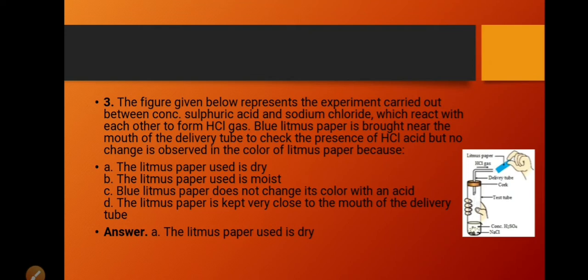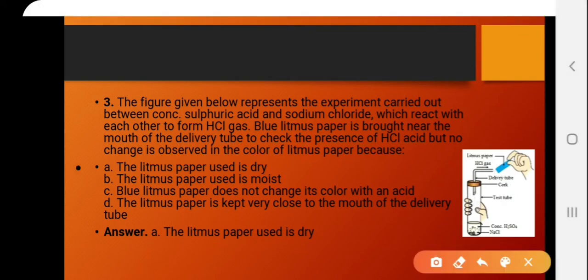If your litmus paper becomes wet, the litmus paper will not change color, and your result is not clarified by the litmus paper. So one thing, the litmus paper you use should be dry. Whenever you use litmus paper, always use it dry. That is the reason. So the answer of this question is A: the litmus paper used is dry.